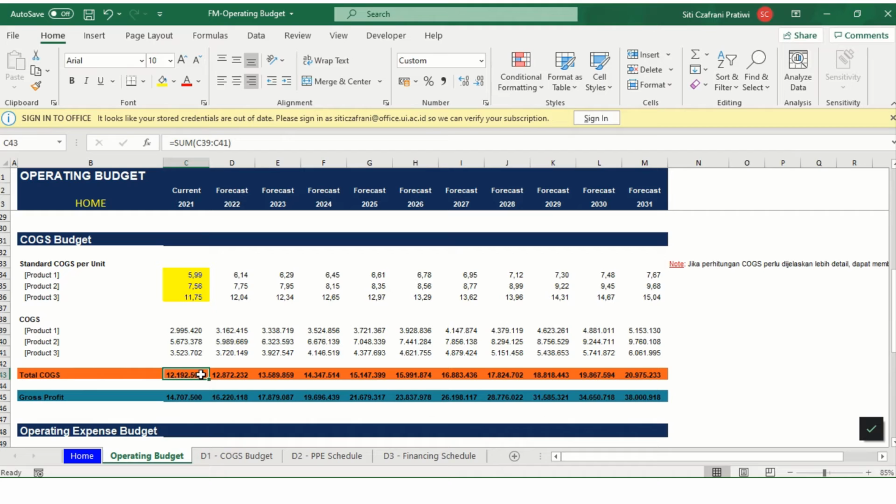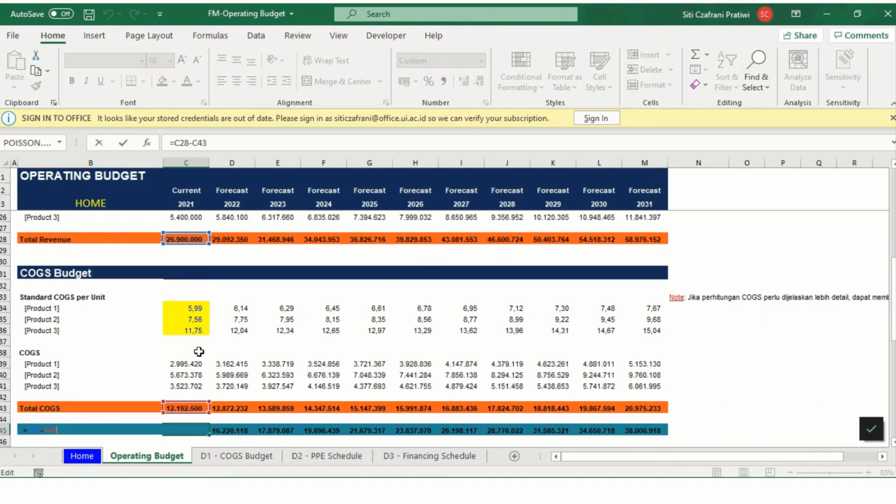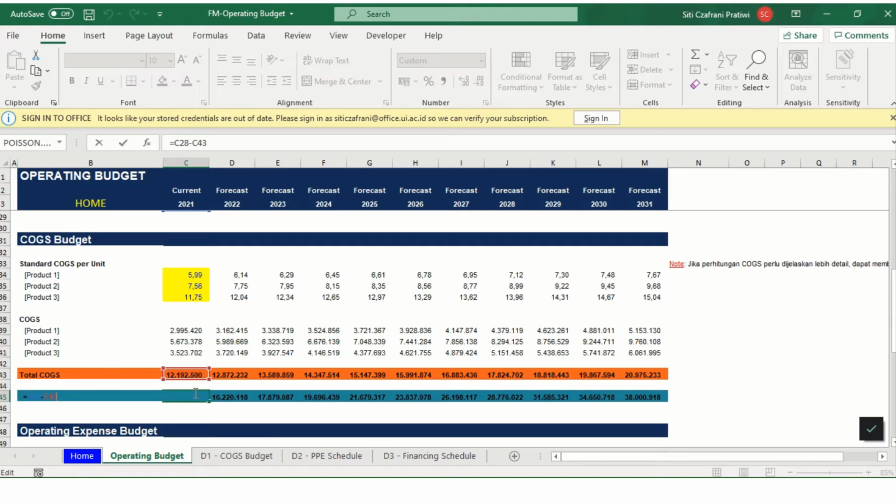Okay, and the total cost of goods sold is the sum, you can simply add the cost of goods sold from product number one, product number two, and product number three. This is very simple, and you could just use sum here. After that, you can calculate gross profit by deducting the cost of goods sold from revenue. Revenue minus cost of goods sold is equal to gross profit.